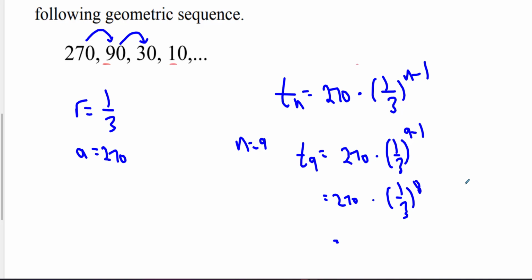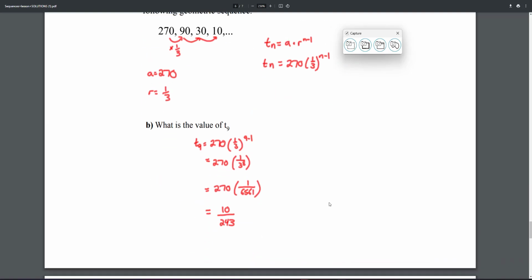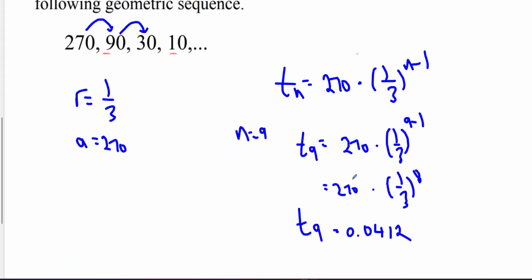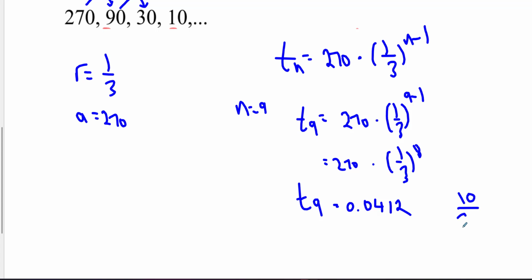Calculator, and I should really get my own actual calculator because I don't know how to convert this into a decimal, or a fraction rather. I don't even know if this is a fraction. Well, I got this value, 0.0412. That is the ninth term. And they got 10 over 43. All right, so they clearly did a fraction. 10 over 43.